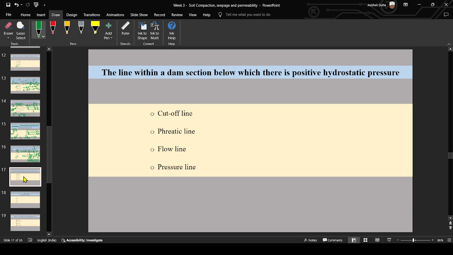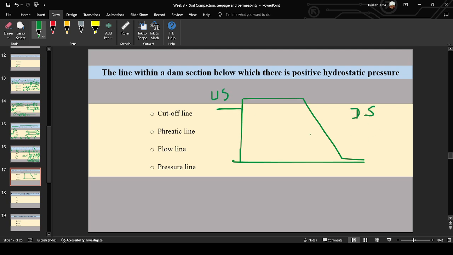The line within the dam section below which there is positive hydrostatic pressure. Yes. So if there is a dam section like this, this is the upstream side, this is the downstream side. This is the water level over here, this water level over here. So there is a line below which there is positive hydrostatic pressure and above which it is dry. This line is called the phreatic line.